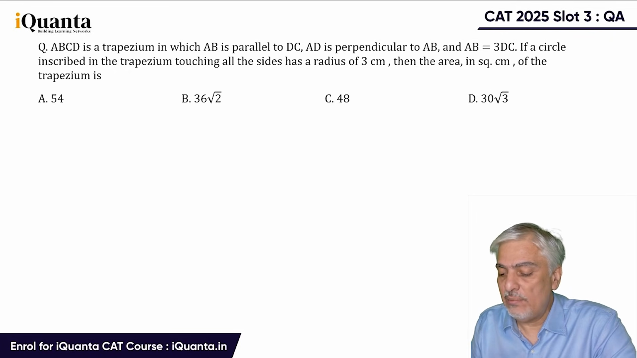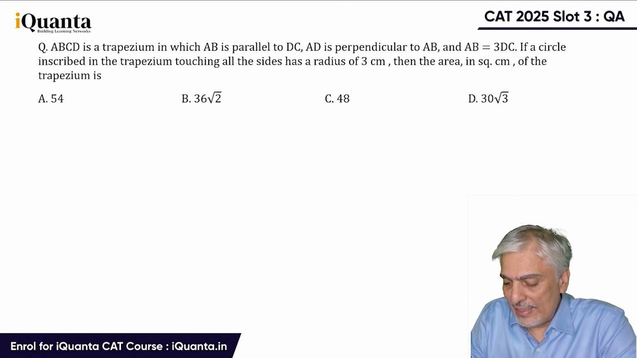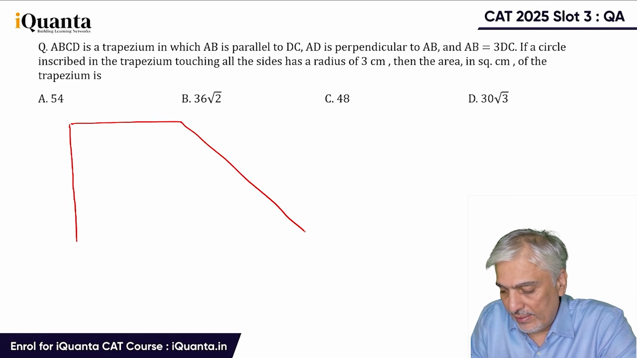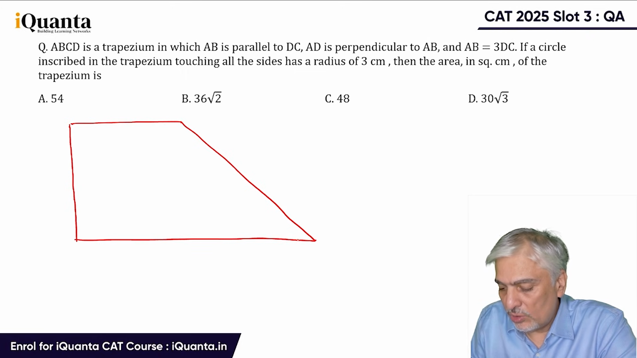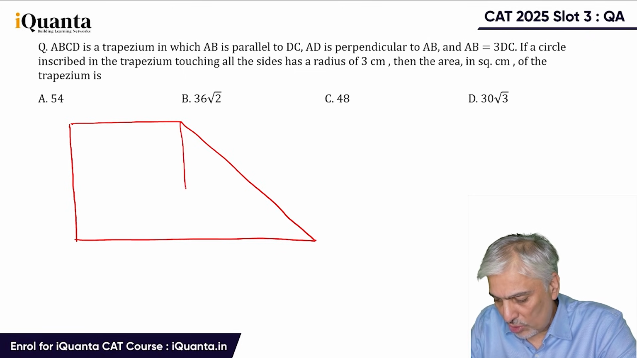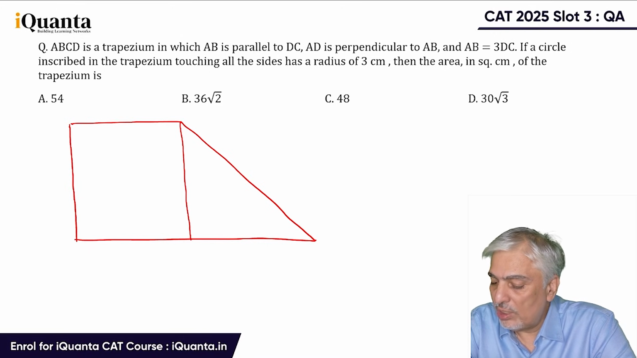ABCD is a trapezium in which AB is parallel to DC and AD is perpendicular to AB. So it's a trapezium of something like this kind, where there is one set of line parallel and the other one is perpendicular. So something like this. In this type of trapezium, it's always great to just draw this line also and keep it. But there was also something about a circle.